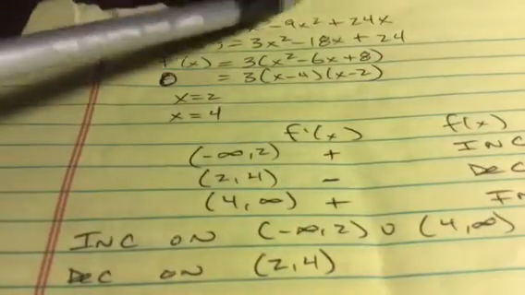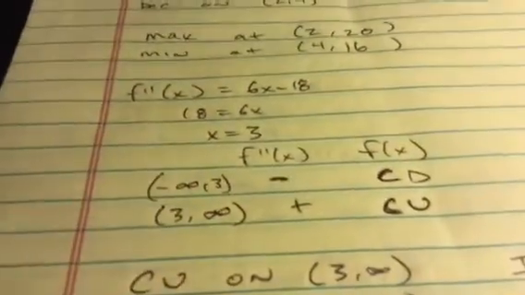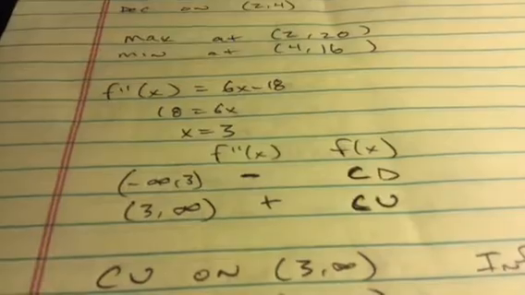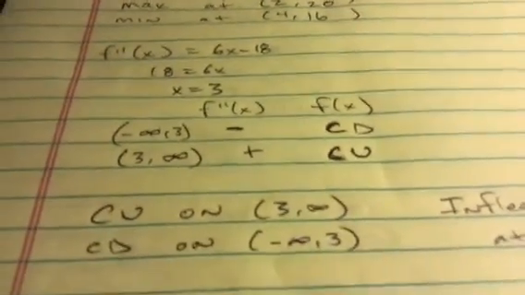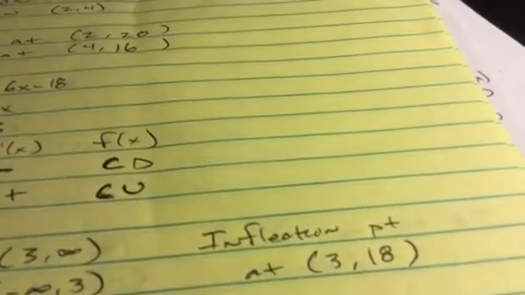That's what you get. Then with that derivative right there, take the second derivative. What is that? 6x minus 18. Set it equal to 0. X is 3. All right, negative infinity to 3, 3 to infinity. You have concave up, down. So inflection point at 3. Plug it back into the original, 3/18. All right.